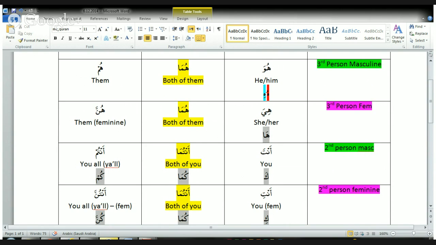Now go down. Pink. Focus on the pink. Hiya, huma, hunna. Hiya, huma, hunna.